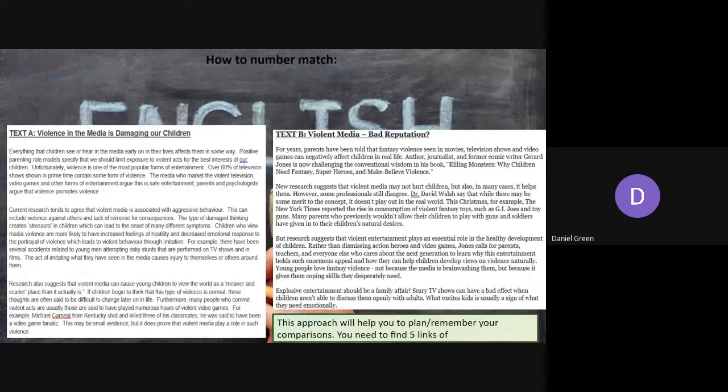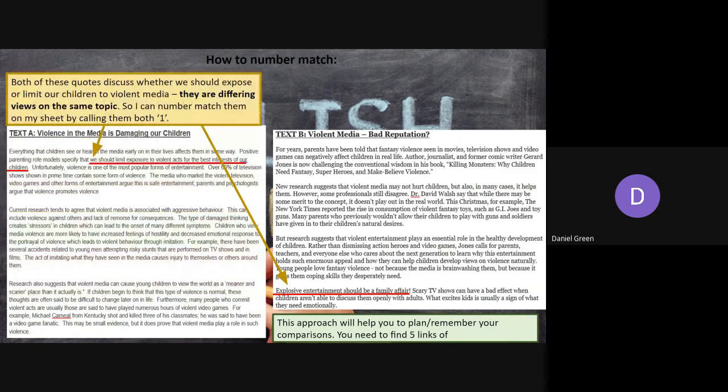And a demonstration of that comes here. So how to number match. So if we picked out here, we should limit exposure to violent acts for the best interest of our children, and explosive entertainment should be a family affair. Both of these quotes discuss whether we should expose or limit our children to violent media. They are differing views on the same topic. So you can number match them on my sheet by calling them both 1. And so I've marked them both as 1 here because I'm going to match them together. The same way as these 2 would be 2.